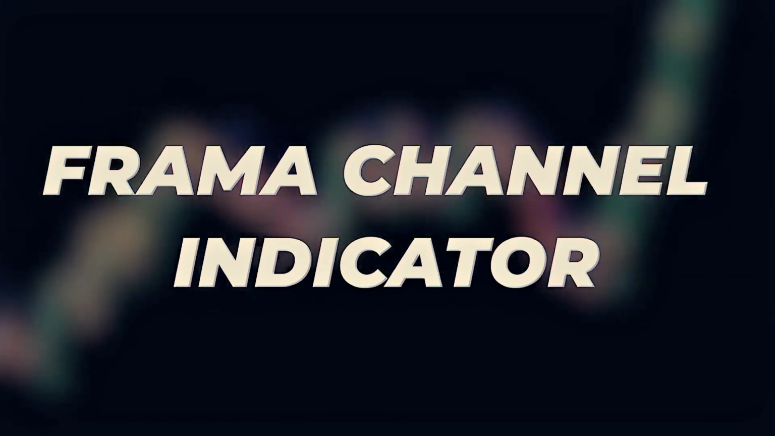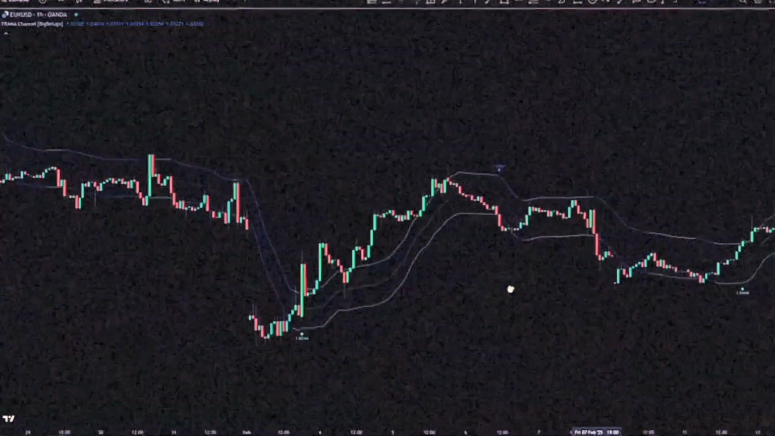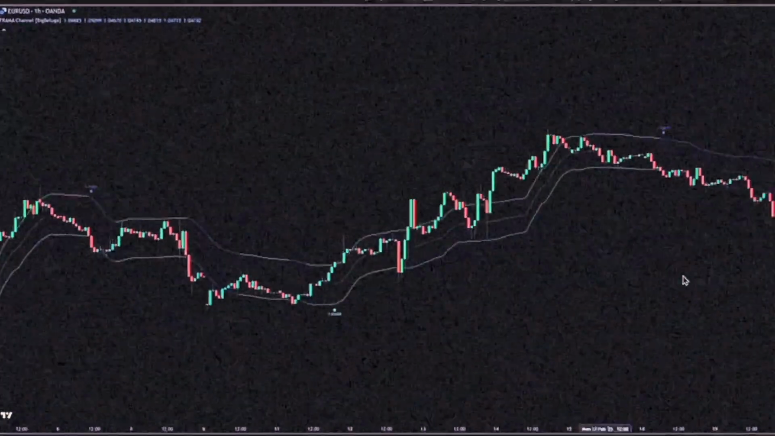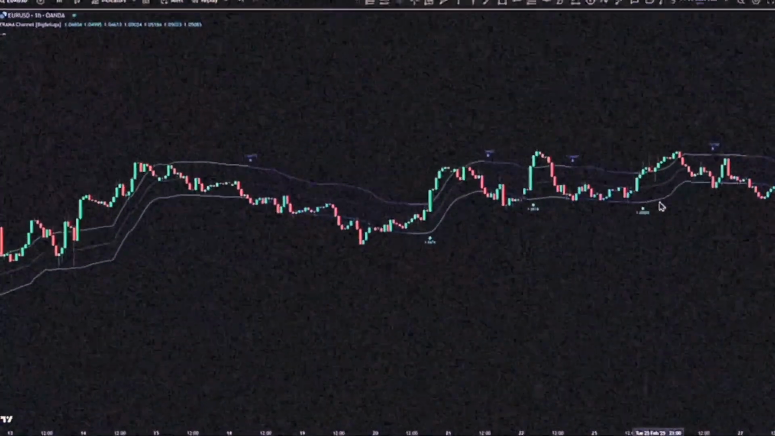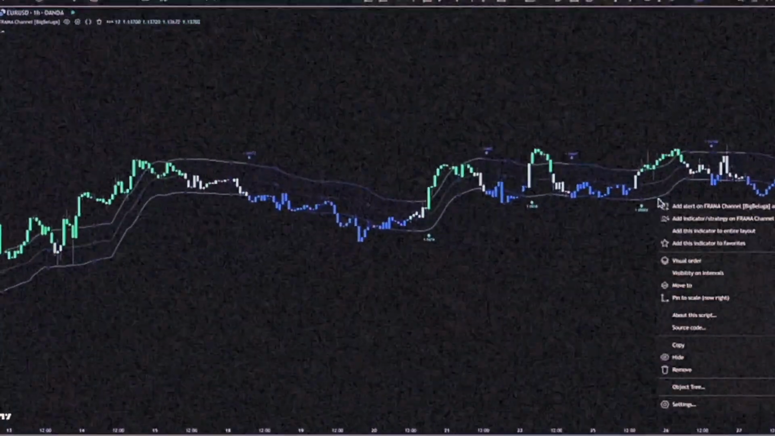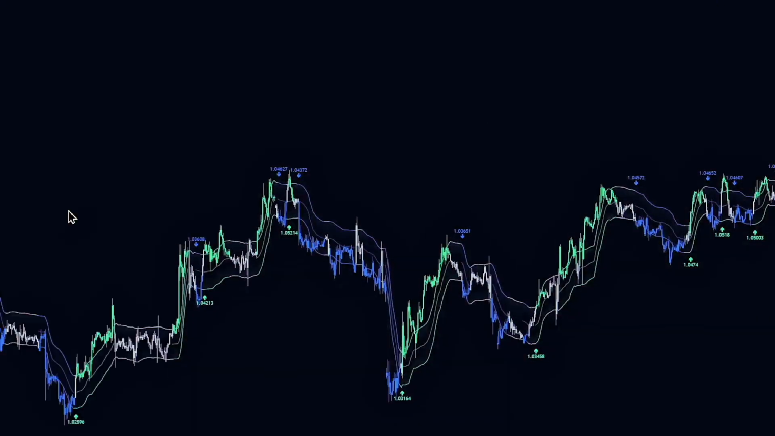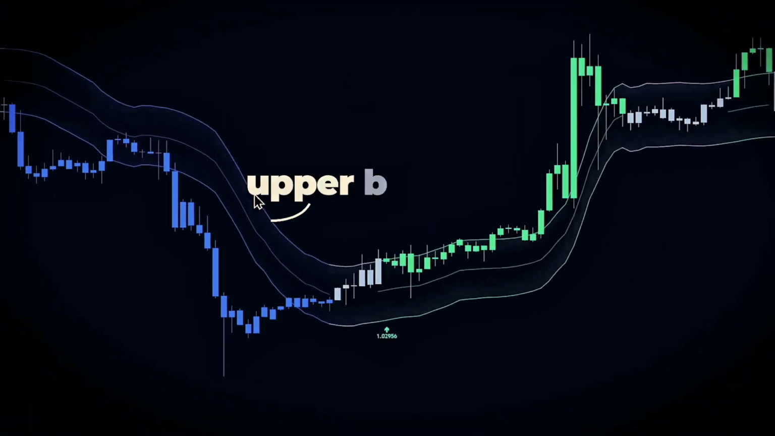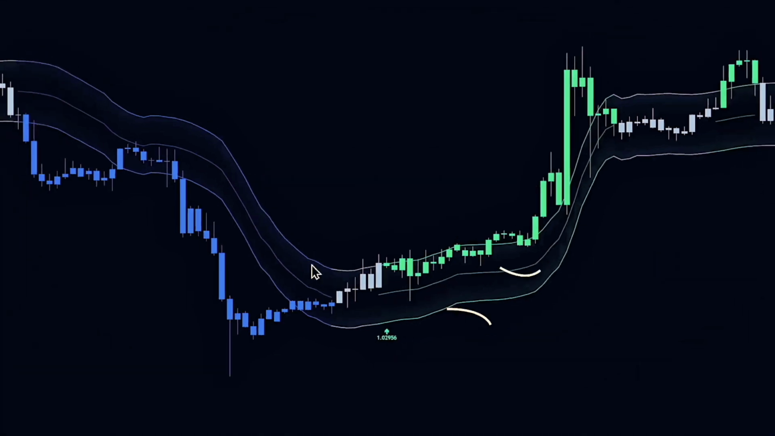Check out this FRAMA channel by Big Beluga. It's pretty smart. It uses a fractal adaptive moving average to draw a channel that shifts based on how wild or calm the market's acting, giving you a clear view of trends and consolidation zones. So what's the deal here? You've got a channel with an upper band, a lower band, and kind of a middle line implied. You're mostly focused on those bands though.